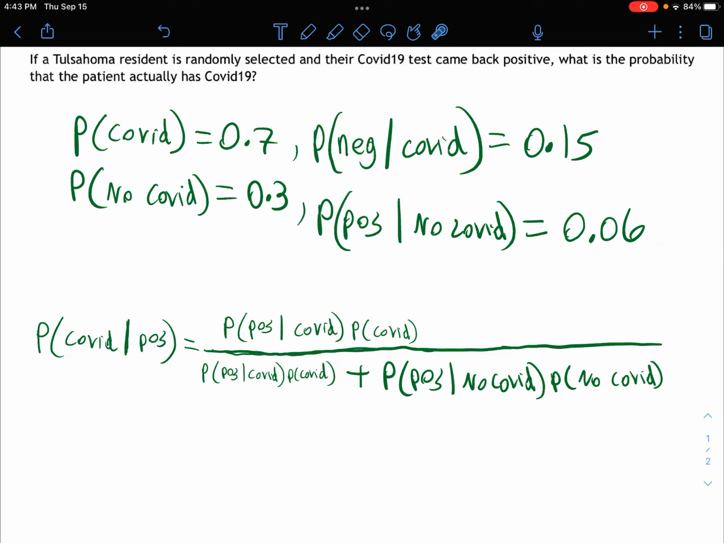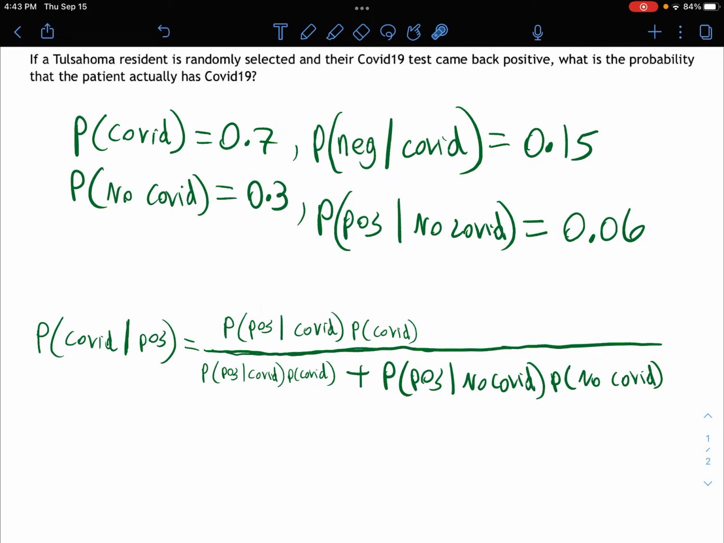And I need to make sure I have these things. Well, let me see. The probability of a positive test given that the person has COVID, I don't have that. The only conditionals I have are the probability of a negative test given COVID and the probability of a positive test given no COVID. What I need is the probability of a positive test given COVID. It just so happens that that's actually the complement of the probability of a negative test given COVID, because all of the people that had COVID either tested negative or tested positive, so that would be exhaustive.